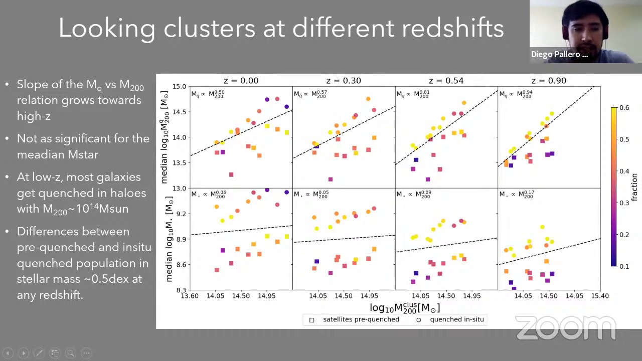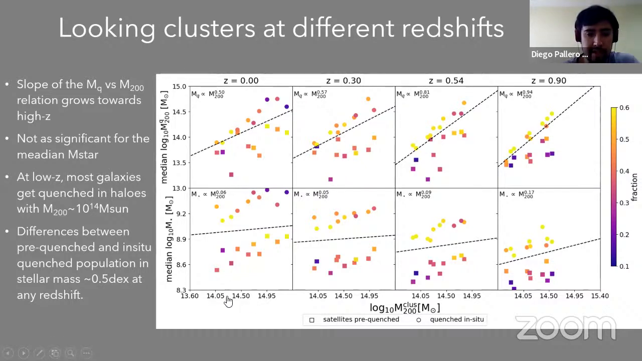These results change if we look at clusters at different redshifts. Interestingly, if we look toward higher redshifts, the fraction of pre-quenching drops up to 0 even, and all the galaxies within that cluster suffer environmental quenching within the same structure that we're studying.